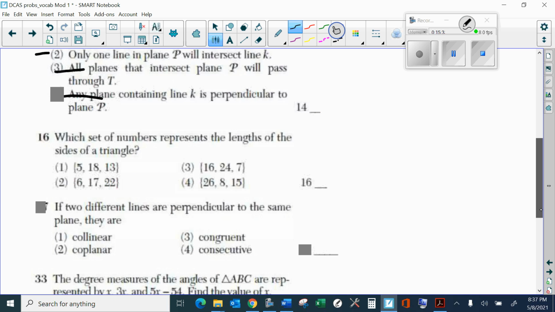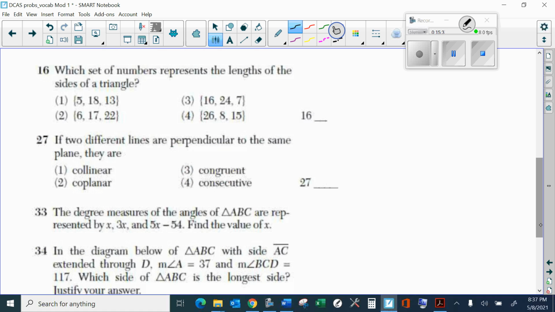Which set of numbers represents the lengths of the sides of a triangle? Remember, the two smallest have to be greater than the third. The two longest, 5 plus 13 equals 18. It has to be greater, so that wipes that out. 6 plus 17, that is greater than 22, so that's the answer. Here we have 7 plus 16 is only 23, not greater than 24. Here we have 8 plus 15 is only 23, not greater than 26.